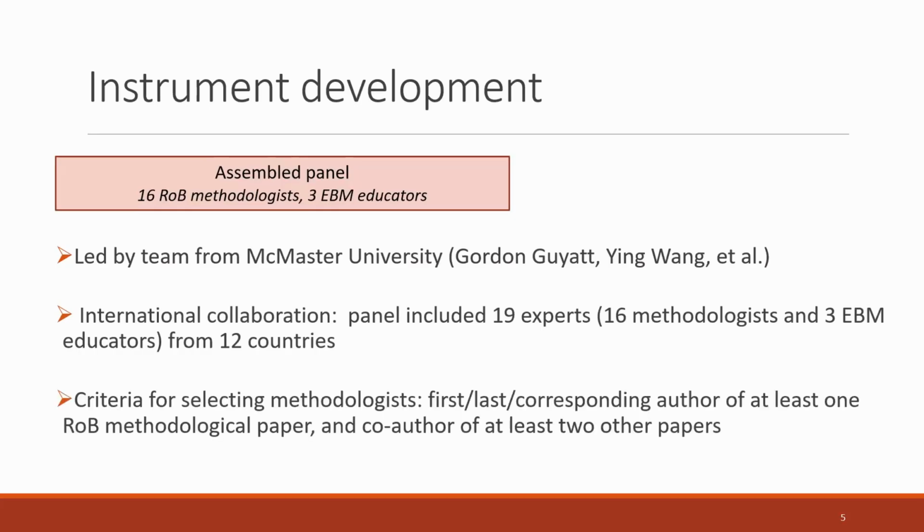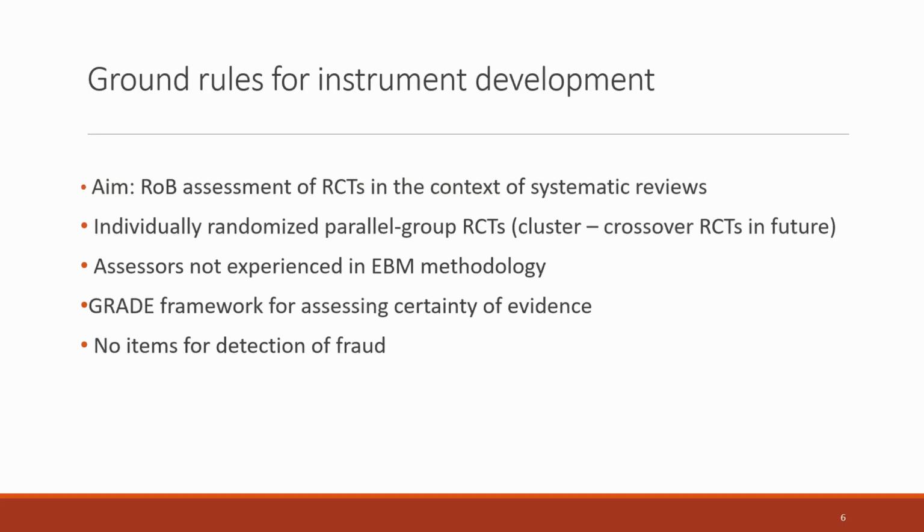And the criteria for selecting the methodologists were basically that they had a first or last or corresponding authorship on a risk of bias methodological paper, and also to be a co-author on at least 2 other risk of bias methodology papers.